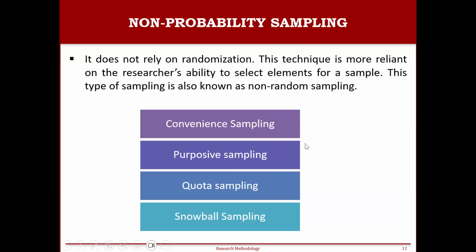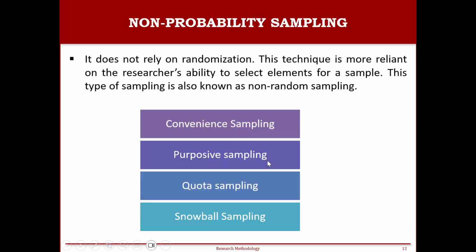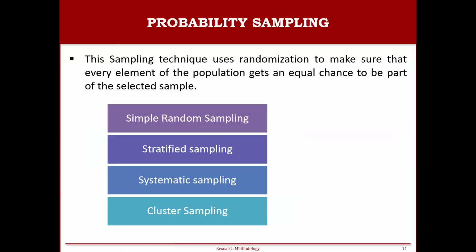And there are some cases where we can't practically apply the probability sampling methods. In that case, we can go for non-probability sampling techniques, including convenience sampling, purposive sampling, quota sampling, and snowball sampling. I'm not going to discuss them in detail, I will just go through them. Yes, those are the things we discussed under probability and non-probability sampling.